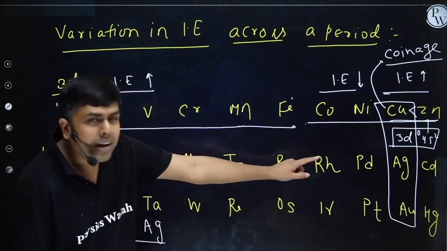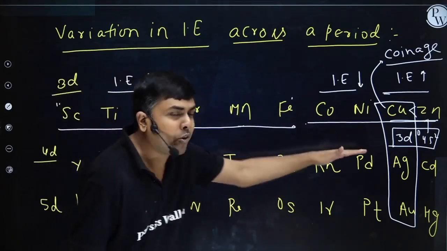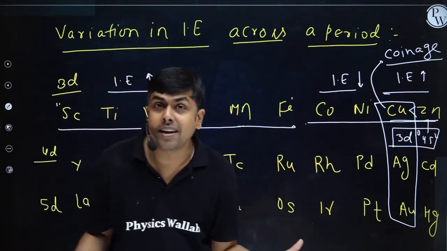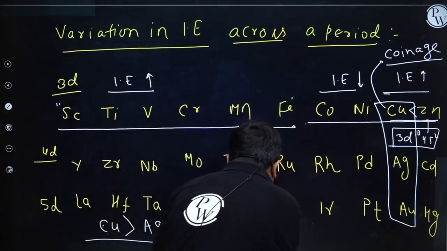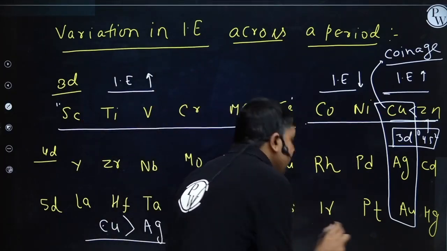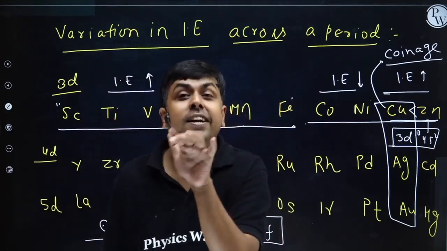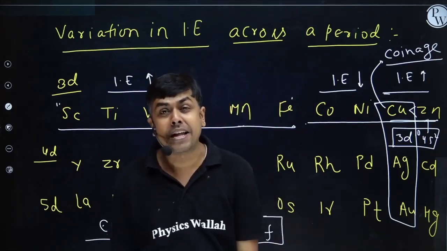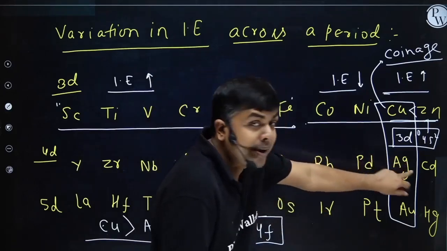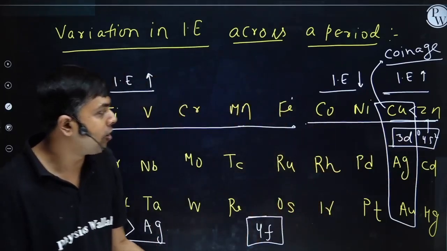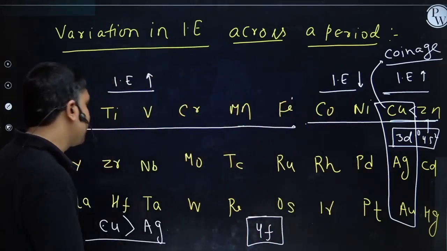But between silver and gold, now you will say, sir, as we move from 4D to 5D, atomic radii remains the same. But student, because of this 4F subshell, what happens? Z effective increases. And with the increase in Z effective, what will happen? Ionization energy will increase. So if I have to compare the ionization energy of silver and gold, which one will have higher ionization energy?